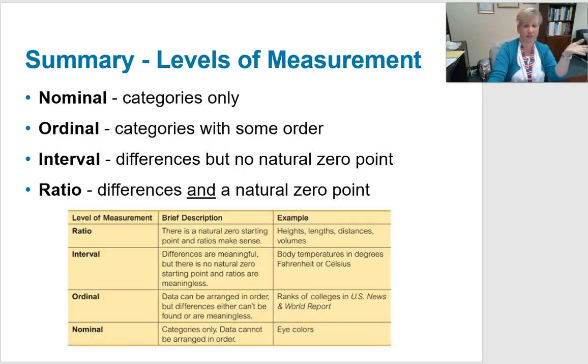In your textbook, there actually is a very nice little chart, so I have put it here. Just a summary. So nominal is categories only. Ordinal is categories, but there's some order. Interval is differences in numbers, but those numbers have no natural 0 point. And ratio is differences and there is a natural 0 point. And then in this chart, they give you some nice examples that you can look at. And again, this is in your textbook, so you don't have to write it down.